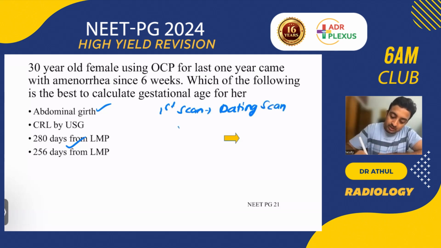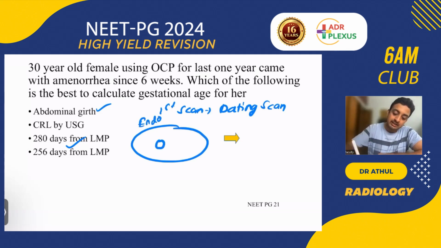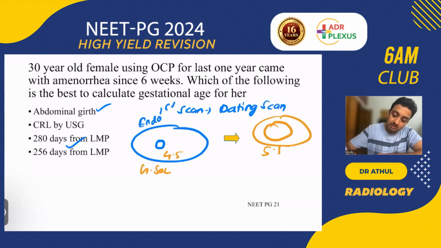So first what happens is, imagine this is the endometrial cavity. By 4 weeks, you will see a sac like this. And this sac is called the G sac, that is gestational sac. What happens by 5.5 weeks is, inside the gestational sac, one more structure will come.